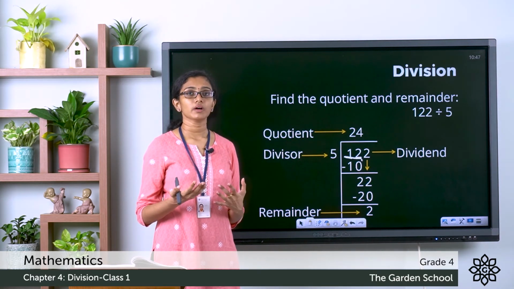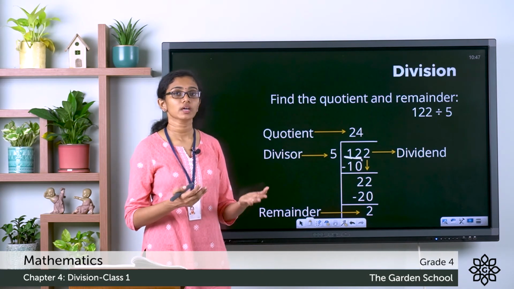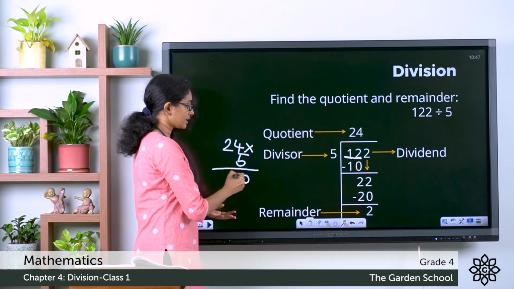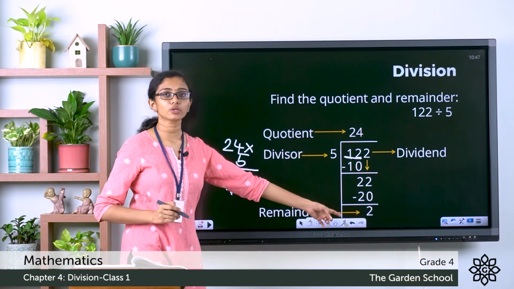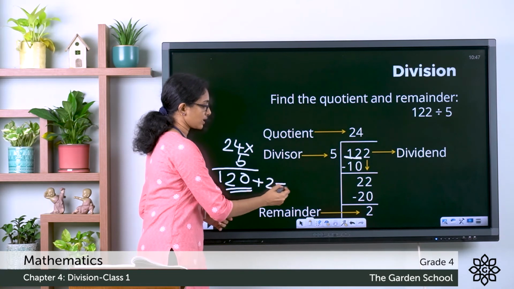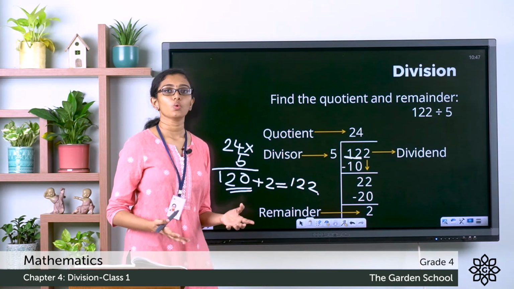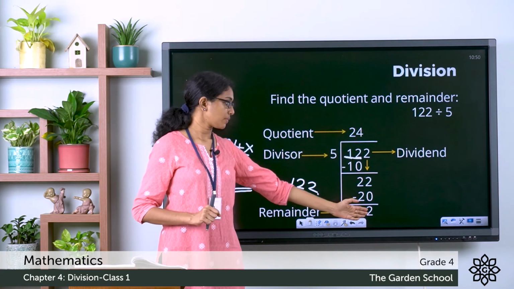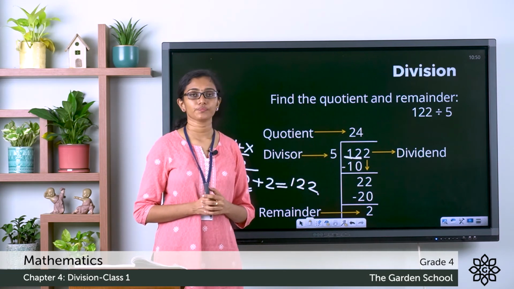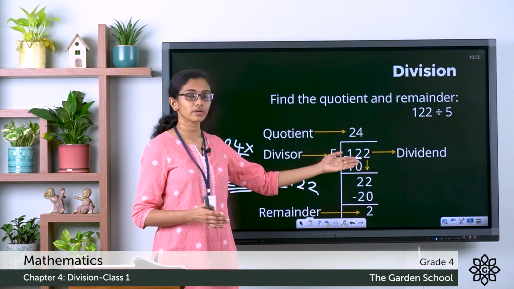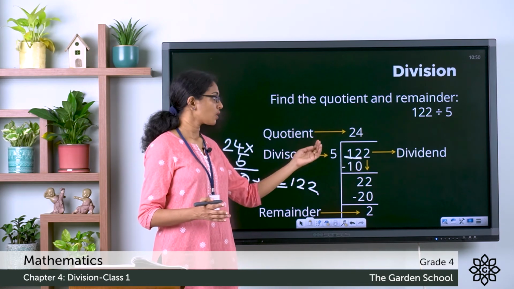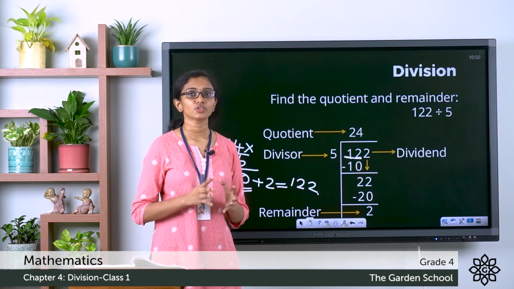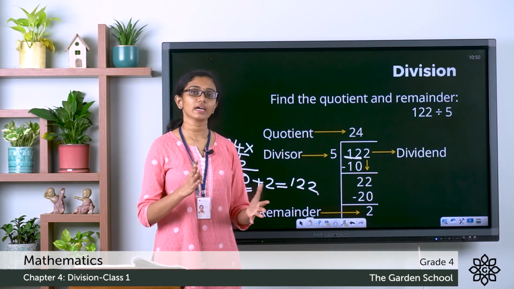So what is the total number when you have 5 groups of 24 each? That means 24 into 5, and that gives you 120. Add 2 to it, and you get 122. So when you have 5 groups of 24 each, you have a total of 120 plus 2 and you get 122. So you can say this number 122 here is made up of 5 groups of 24 each plus 2. You can apply this to check if your division was done correctly in any division.